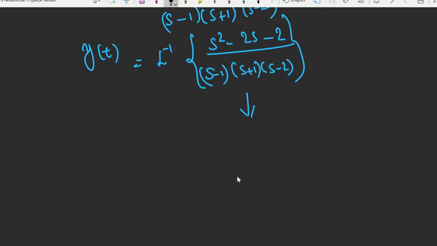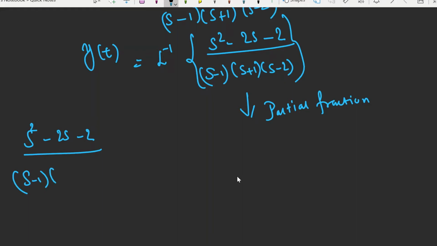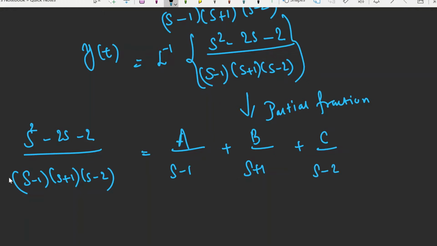So here we have several methods like completion of square method, convolution, 1 divided by s, many methods. Out of these several methods, for this expression the method of partial fractions is very well suited. I am going to calculate L inverse by using the method of partial fractions. Now s square minus 2s minus 2 divided by s minus 1, s plus 1, s minus 2 equals a divided by s minus 1, b divided by s plus 1, plus c divided by s minus 2.